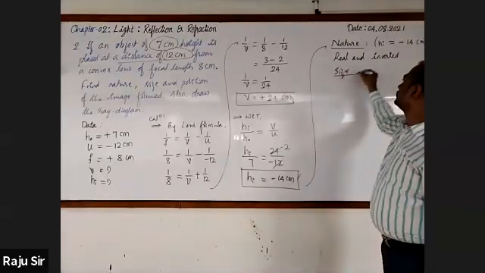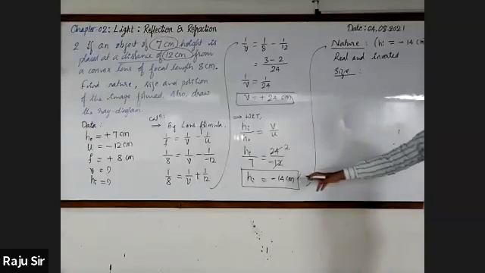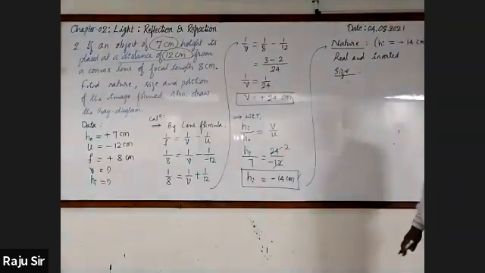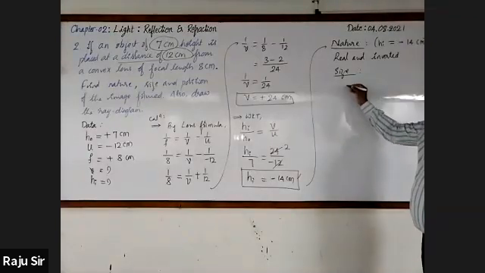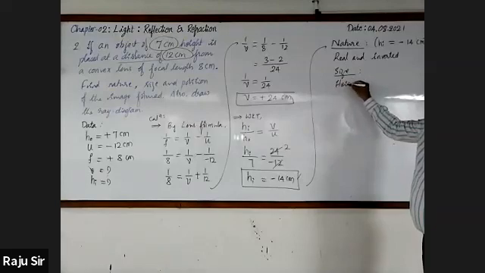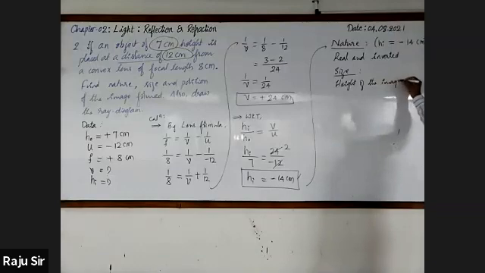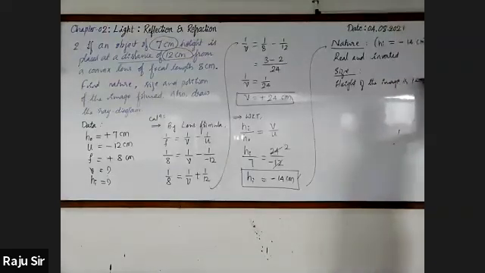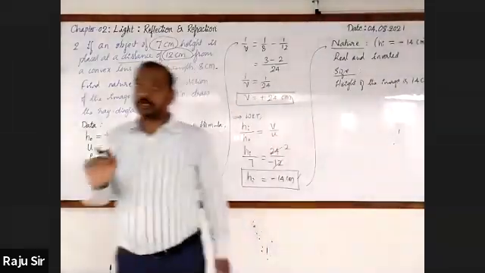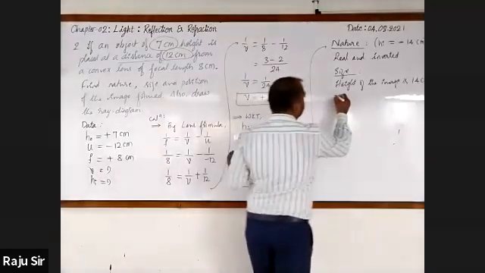Size. Size, you already know that. 14 centimeter below the principal axis. So the height of the image is 14 centimeter. Don't write negative 14.